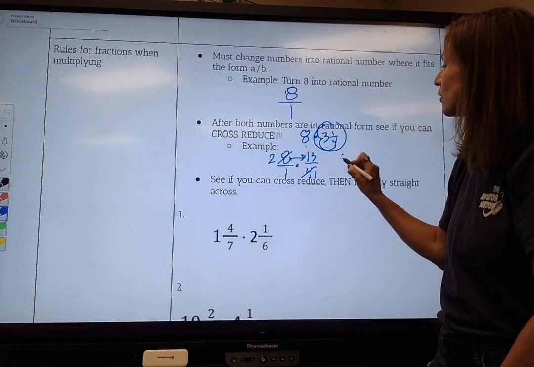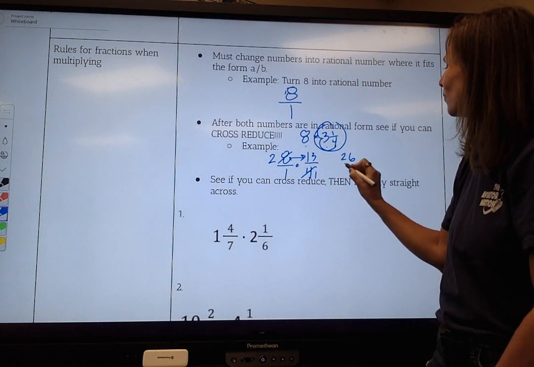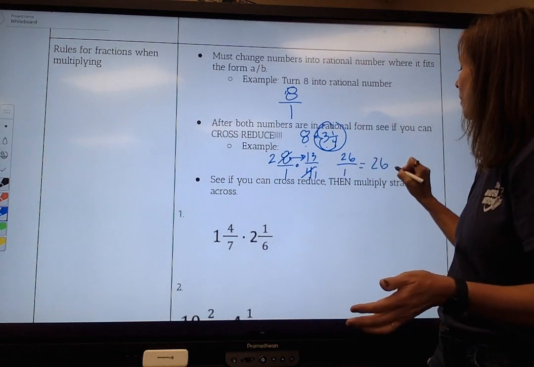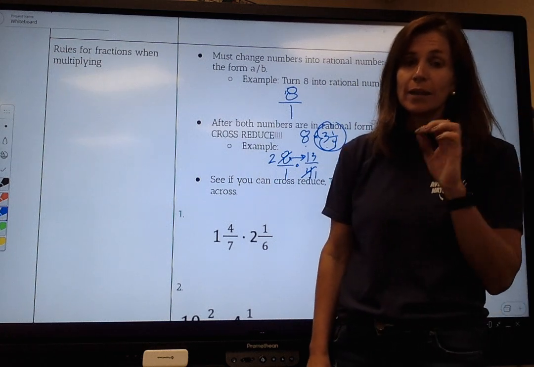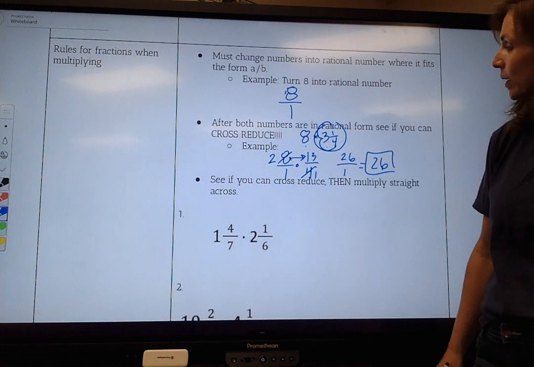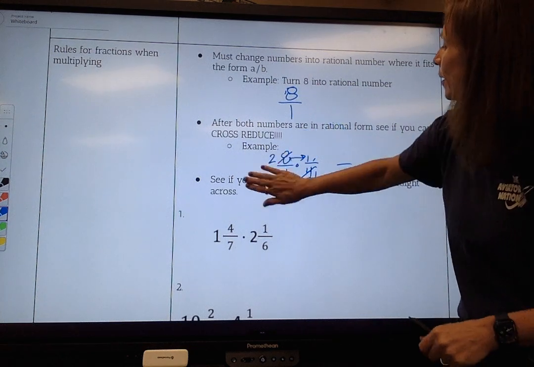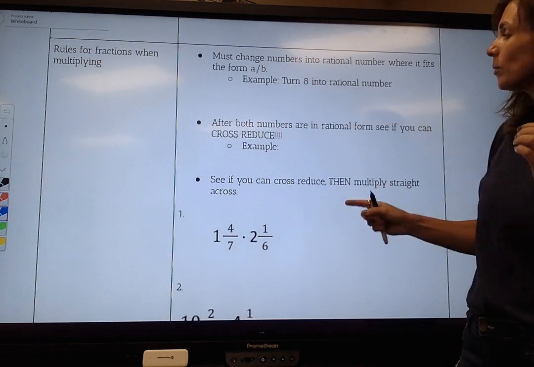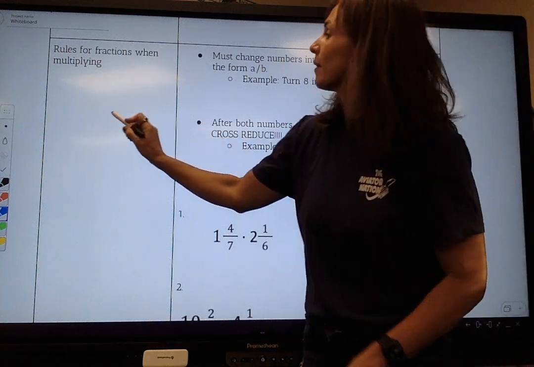2 times 13 is 26. 1 times 1 is 1, or just 1. And I can turn that back into 26. So 8 times 3 1/4 is 26. Okay? All right. So when you multiply fractions, you have to make this form.